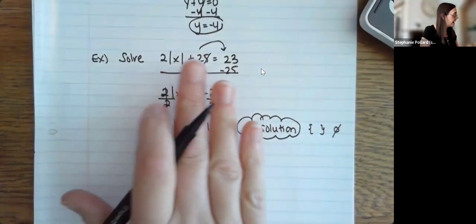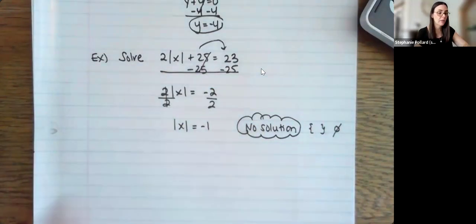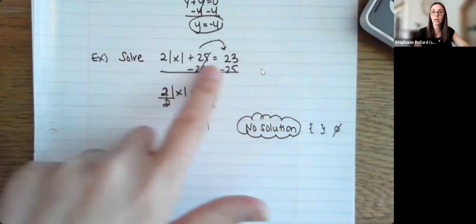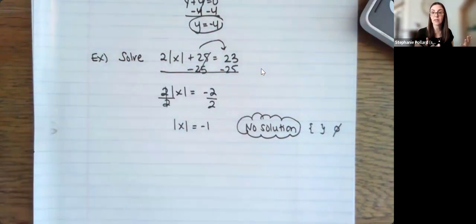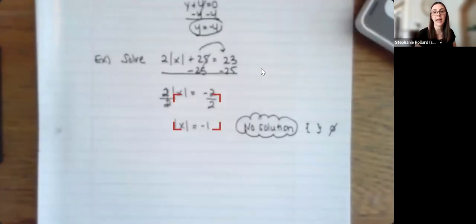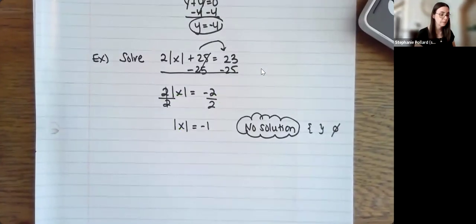So sometimes you may have to isolate first. And again, you want to be careful because if you look at it initially, it looks like it works out fine, right? Everything is positive. It seems okay. But once we isolate that absolute value, we see pretty quickly that actually it's not going to have an answer.